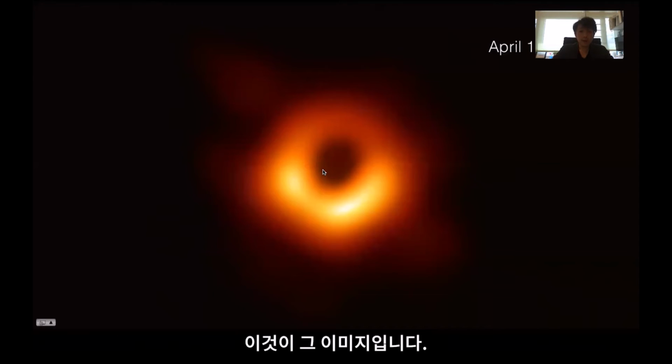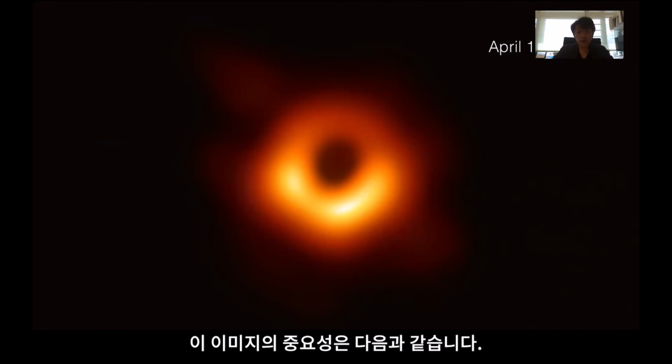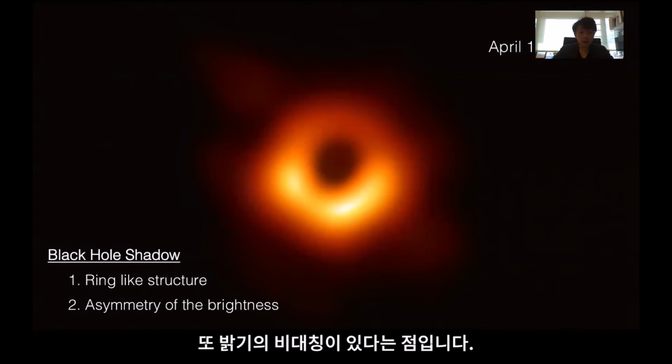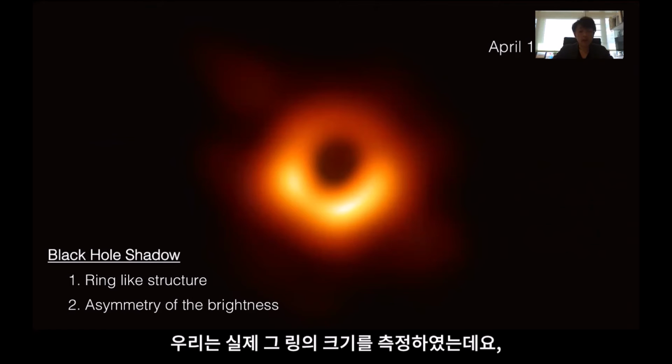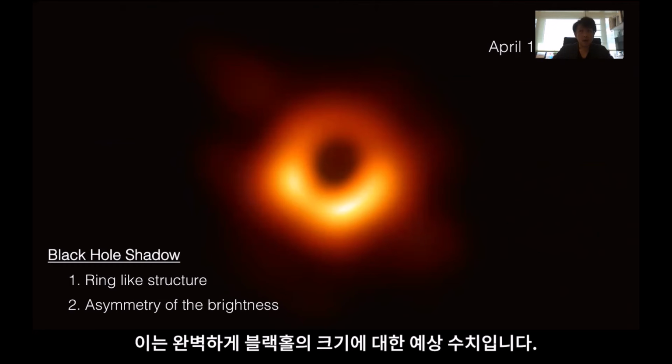So here is the image. As you can see, we see a ring-like or crescent-like structure with a central depression. This image shows two important things. One is the ring-like structure, and the other is the asymmetry of the brightness. Then we measured the size of the ring, and it corresponds to 42 micro-arcseconds. And this perfectly matches the expectation from the size of the black hole.